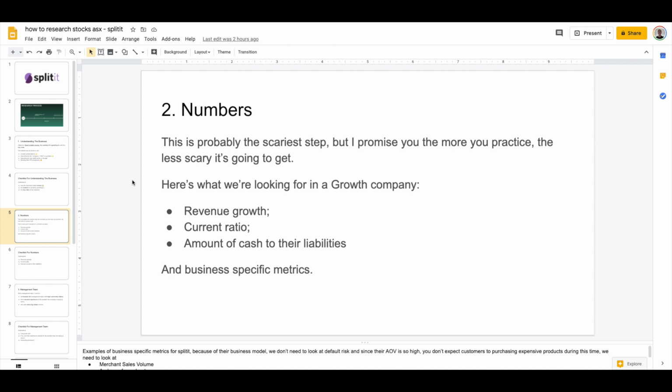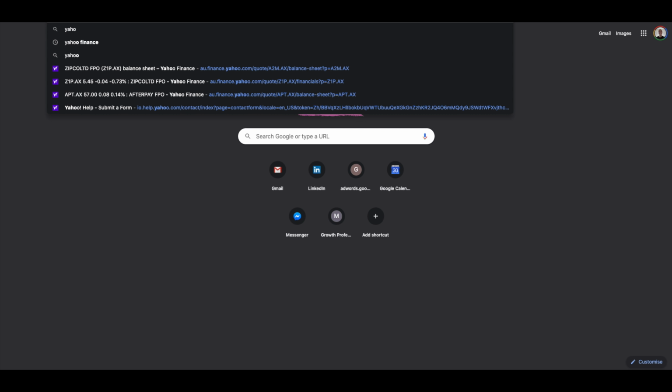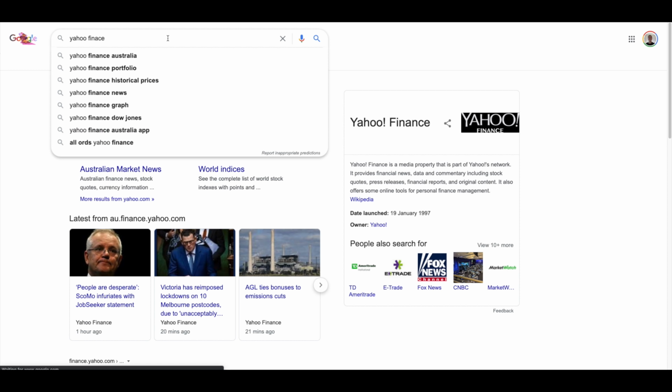Okay, so the second step is really kind of digging into the numbers, and you want to see what kind of numbers they have been able to produce. And you also want to know whether they have enough assets to survive long enough to experience the growth. And we'll finish off this section with looking at business specific metrics as well. So one of the easiest ways I like to do this is to go to Yahoo Finance. You can use whatever you're comfortable with. I personally use Yahoo Finance or Simply Wall Street.